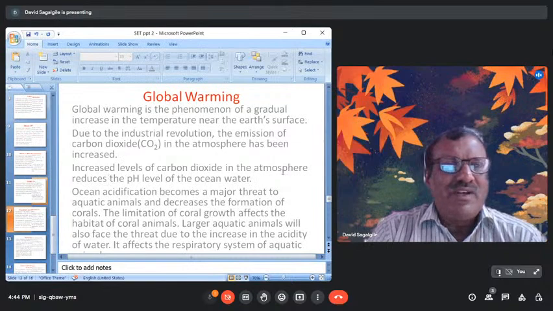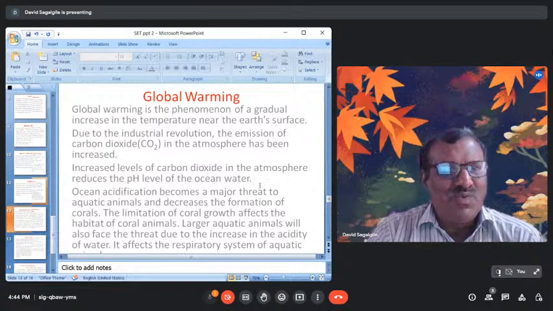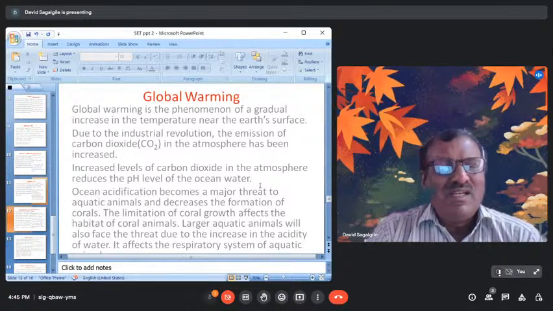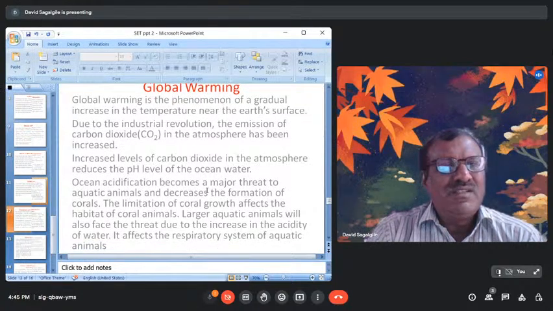Increased levels of carbon dioxide in the atmosphere reduce the pH level of the ocean water. The more carbon dioxide there is in the atmosphere, the more it is going to reduce the pH level of the ocean water. It is going to make the water more and more acidic, which is again going to kill so many different fish and aquatic life. And at the same time, it is also going to hamper the health of the people. Ocean acidification becomes a major threat to aquatic animals and decreases the formation of corals.